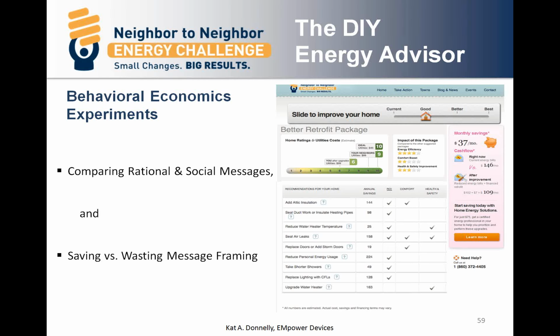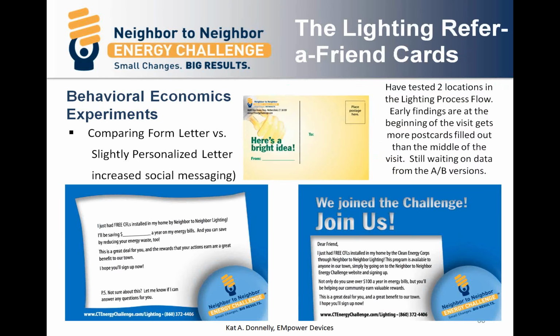If you go to the next slide, one other example of where we're running a behavioral economics experiment that's getting at different messaging is in our refer a friend process, or refer a friend cards that we leave behind when we're out doing lighting. And this is another customer acquisition tool to get folks into the assessment and into upgrades. And we're comparing a form letter versus a more slightly personalized letter that increases the social messaging. And we're actually testing 2 different things here.